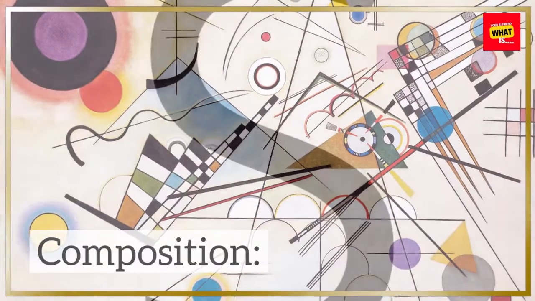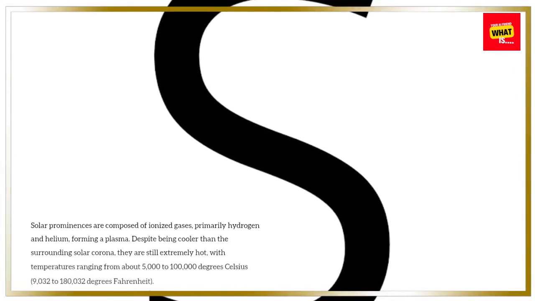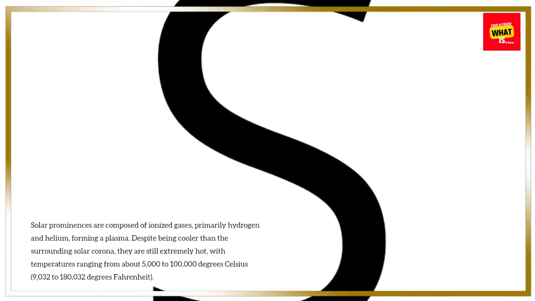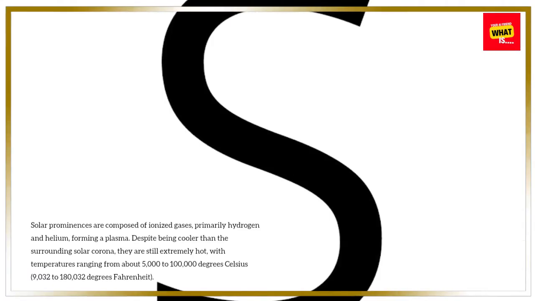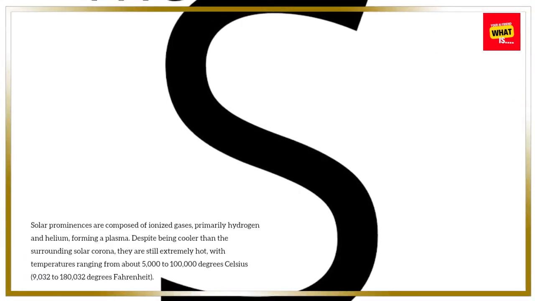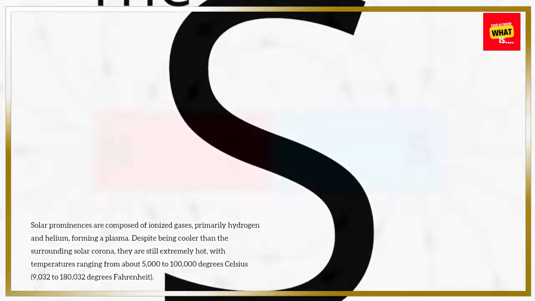Composition. Solar prominences are composed of ionized gases, primarily hydrogen and helium, forming a plasma. Despite being cooler than the surrounding solar corona, they are still extremely hot, with temperatures ranging from about 5,000 to 100,000 degrees Celsius, 9,032 to 180,032 degrees Fahrenheit.